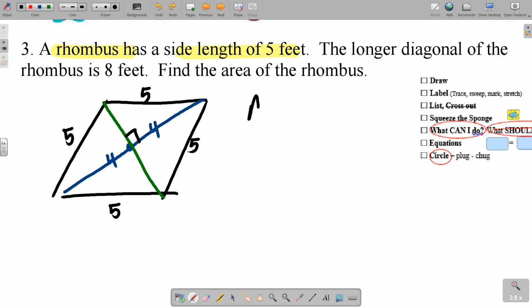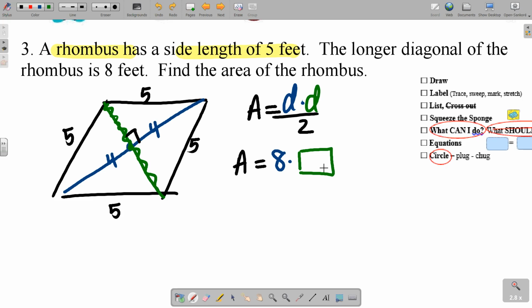Let's write our equation out. Area equals diagonal times the other diagonal over 2. Our one diagonal is 8. Wait, you're missing the other diagonal. The other diagonal is not 5. So we're missing that. Let's see what we can do. Let's take a look, see what we have here.